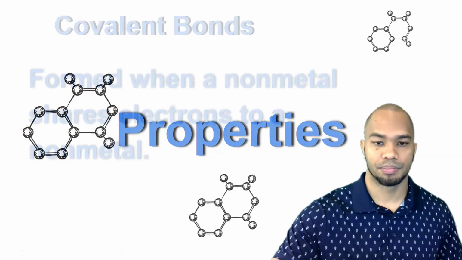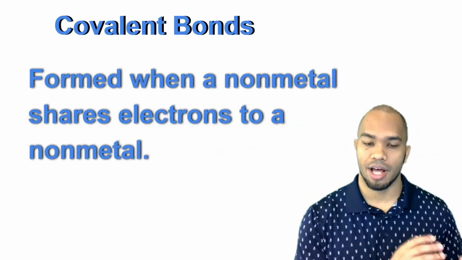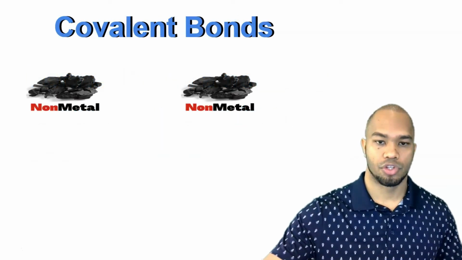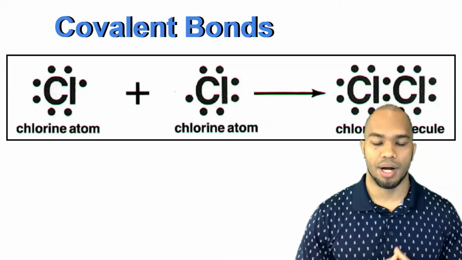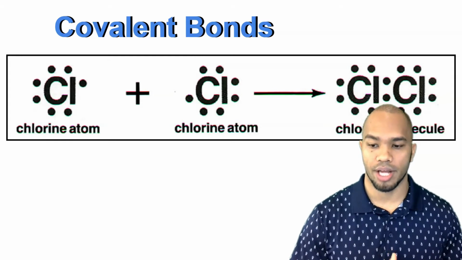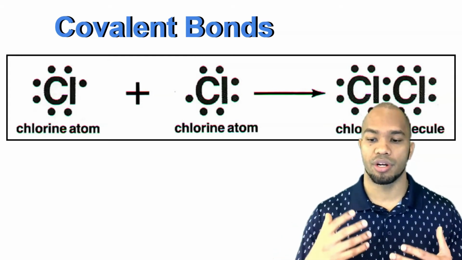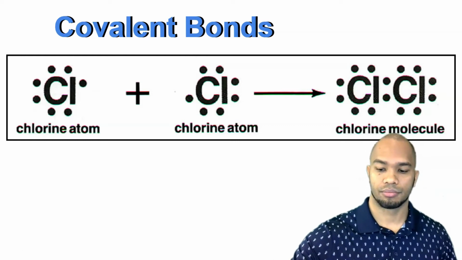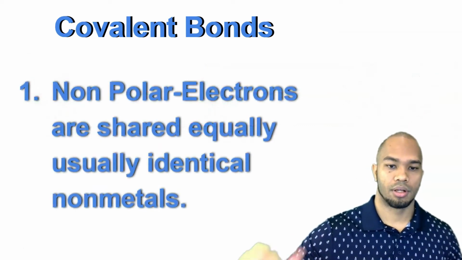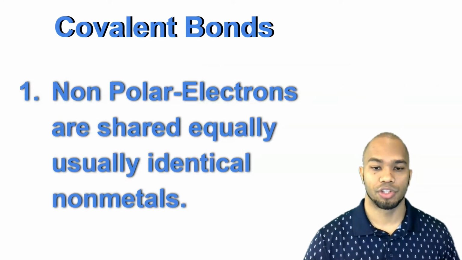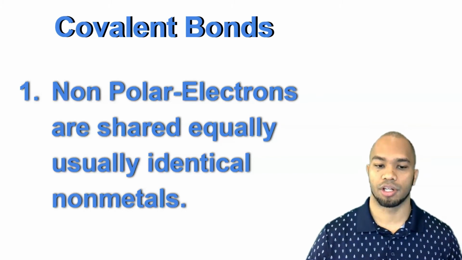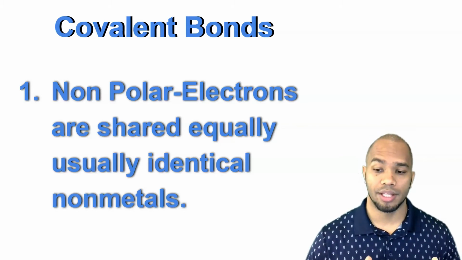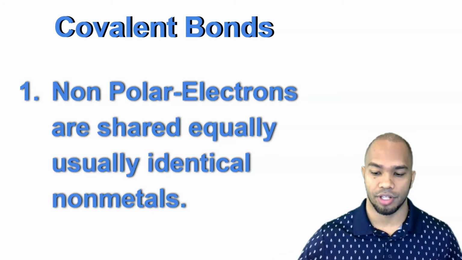So let's talk about the properties. A covalent bond happens when a nonmetal shares electrons with another nonmetal. So nonmetal, nonmetal, they form bonds. This is an example of what happens. A chlorine atom will find another chlorine atom and they'll share a valence electron. So both of them think they have complete valence shells. Now, there are 2 types of covalent bonds. The first one is nonpolar, and this is when the electrons are shared equally, and this usually happens with identical nonmetals. The reason is that they have similar electronegativity.